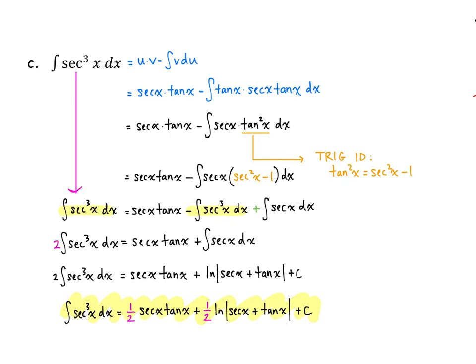Okay. All right, so now we have 2 times the secant cubed of x equals secant tangent. Integrating the secant of x, we get ln of secant plus tangent. Don't forget your plus c. And now just to get this guy all by itself, we have to divide every term by 2, and that's where we get our final answer from.